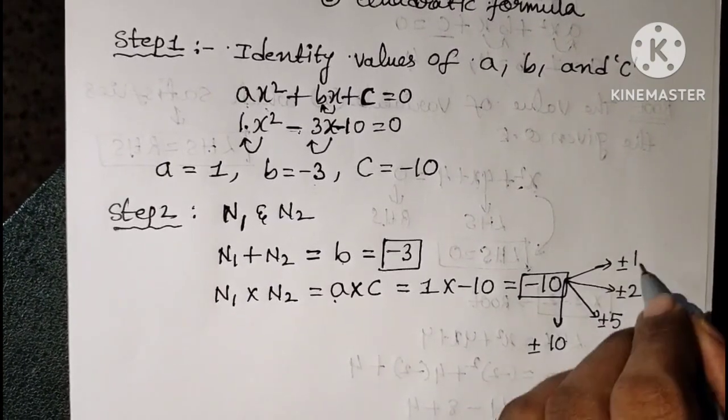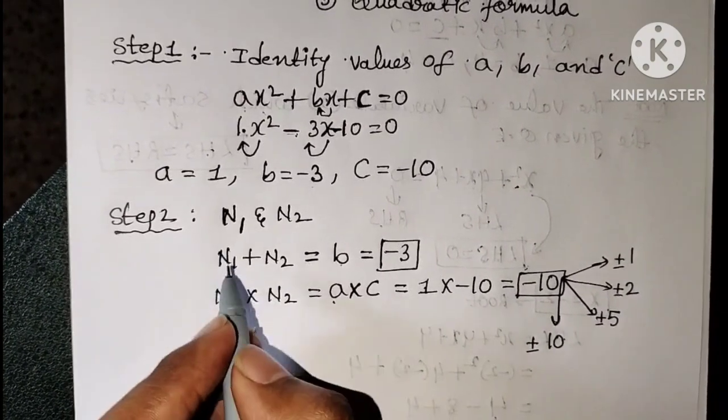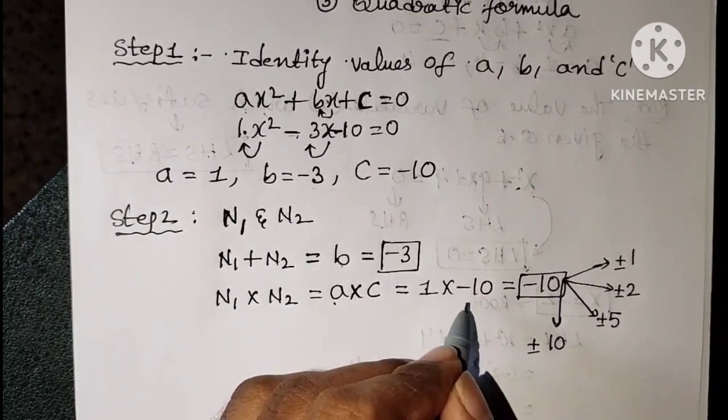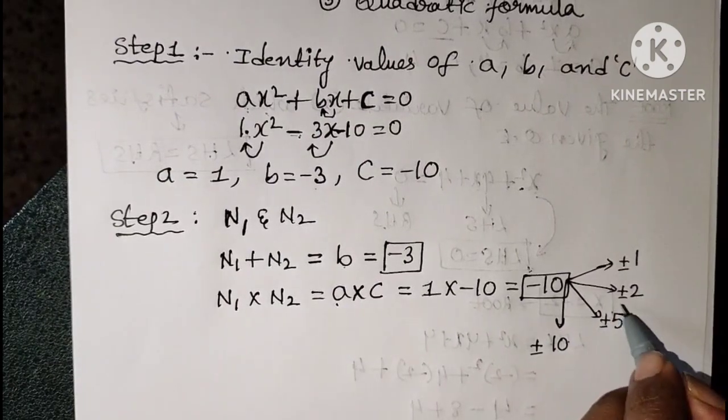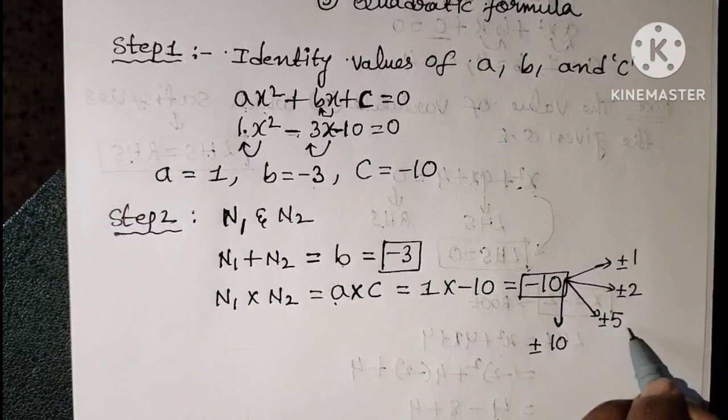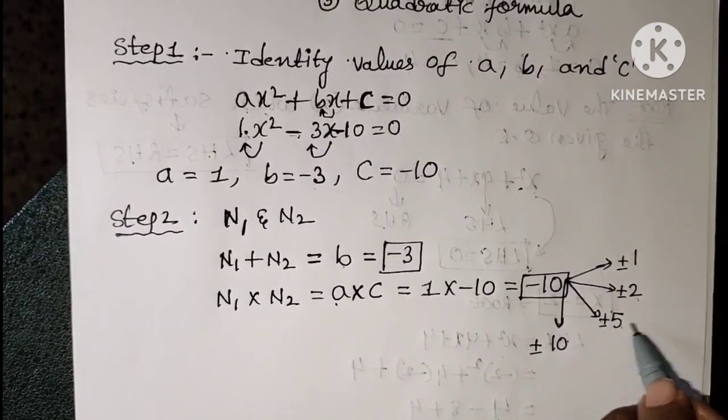Okay na? So here we need n1 and n2. Sum cheste -3 రావాలి, product చేస్తే -10 రావాలి. Okay na? Our answer always among these numbers, these factors. So ఇక్కడ మనం చూసుకుంటే let us consider 2 and 5.